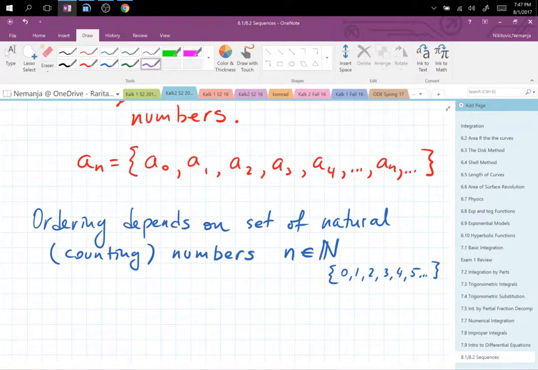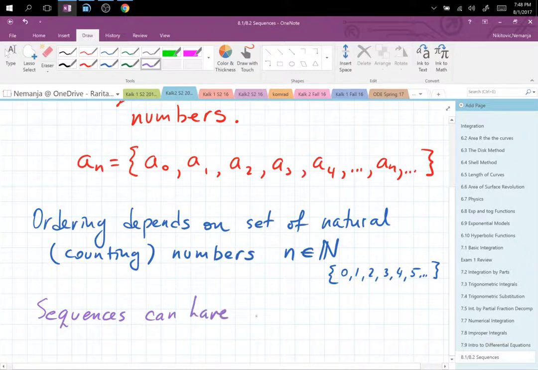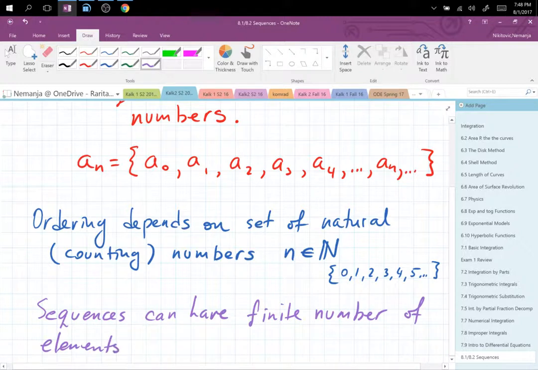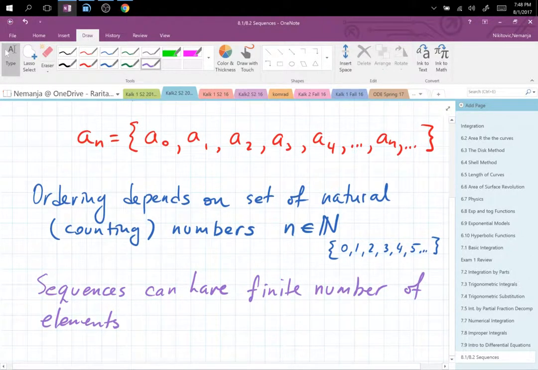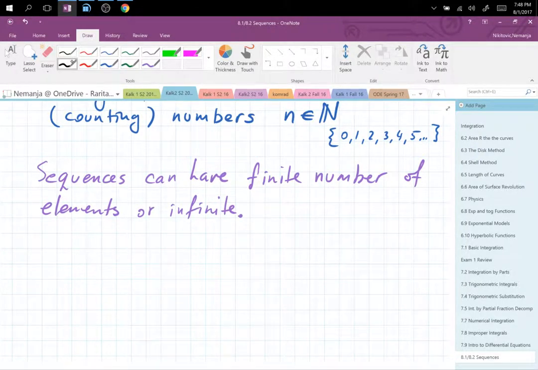Sequences can have a finite number of elements, of numbers, or infinite. When I say elements, I mean elements of the set, which are the numbers in this case. And they're called, obviously, finite or infinite sequences. So let's see some examples.